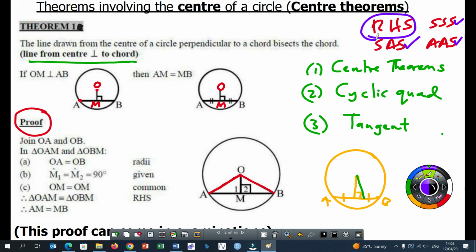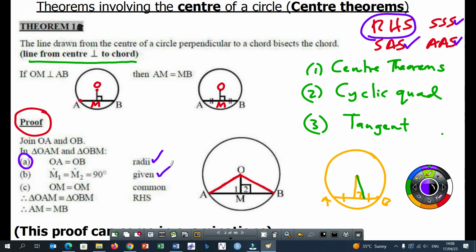So, when you want to do the proof using congruency, the first point is to say OA is equal to OB because they are radii of a circle. All radii of any circle are equal. Then, at M, you can name the 2 angles there. The one on the left of OM you can call M1, the one on the right you can call M2. But you need to be aware that you will be given that OM is perpendicular to AB, which means M1 and M2 will both be equal to 90 degrees. So M1 will be equal to M2, they are both equal to 90 degrees.